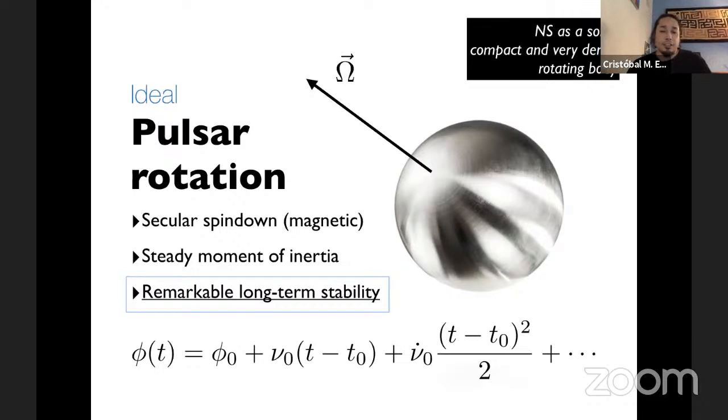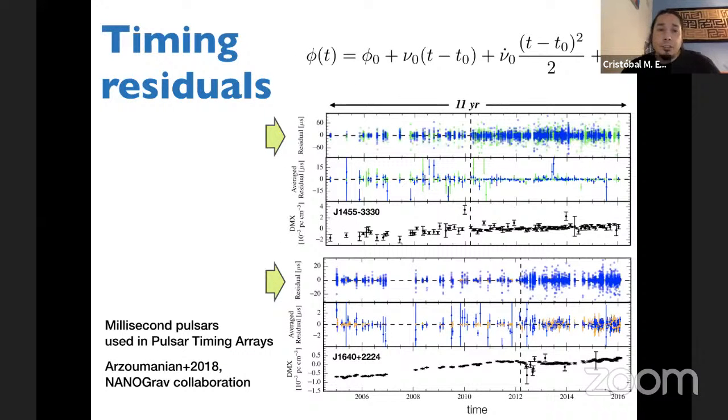And so this frequency derivative comes essentially from the secular spin down of the object, which we believe is magnetic braking. Because there is a magnetic field, the pulsar has to slow down because of the dipole. And given that we have a very steady moment of inertia, because most pulsars are isolated and not accreting, we can have a very remarkable long-term stability, and we can use this equation to describe the evolution of pulsars over long periods of time. So I've selected a couple of examples here.